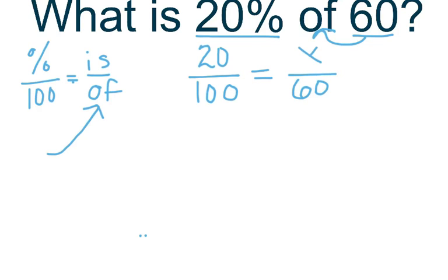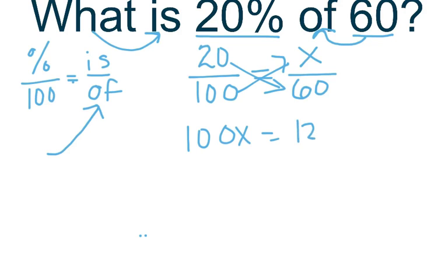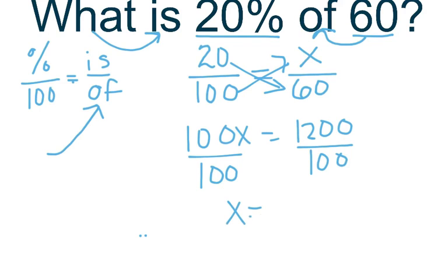And then I don't know the other number. Notice it says what is. All right, so now I'm going to do cross products. So I get 100x, and I get 20 times 60. Easy way to do that, 2 times 6 is 12, and then add the 2 zeros. Dividing by 100 is what I need to do to get x alone. Then I have x equals, and then I'm just going to take those two zeros off. So 12 over 1 equals 12. So x equals 12.